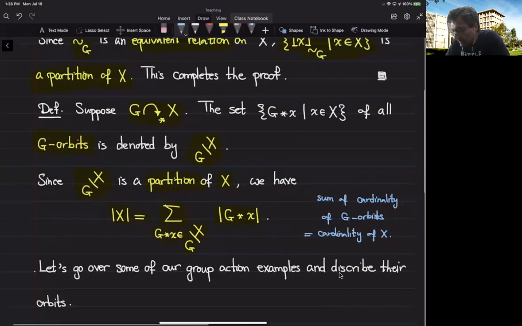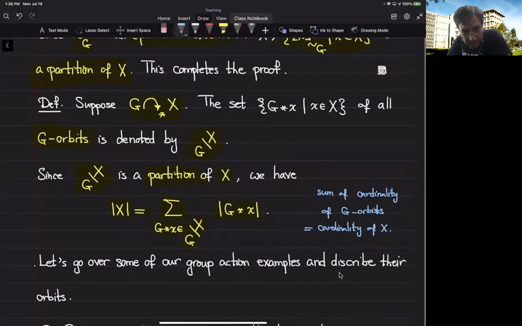Okay, so another important relation that we will come back to later. Remember, we had shown that two equivalence classes are equal precisely when x is equivalent to y. This implies that the G orbit of x is equal to the G orbit of y precisely when y is G similar to x.